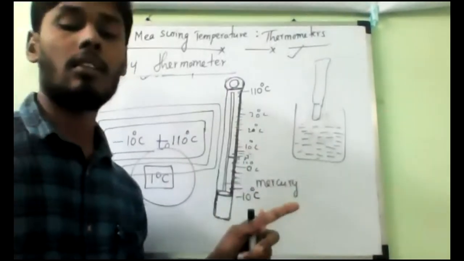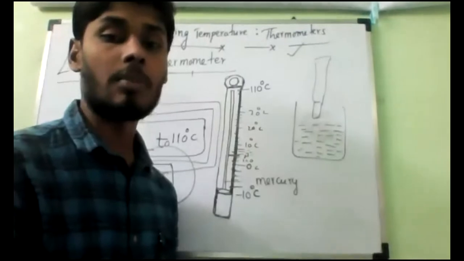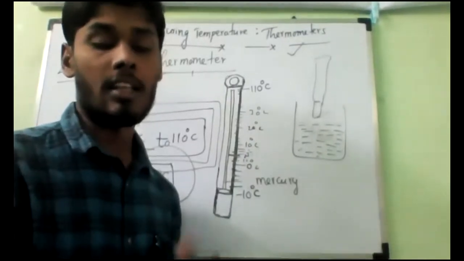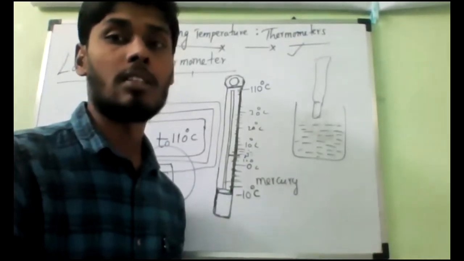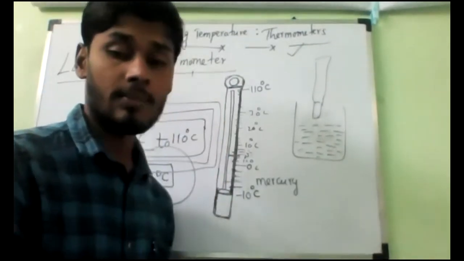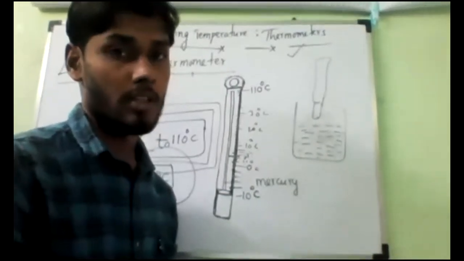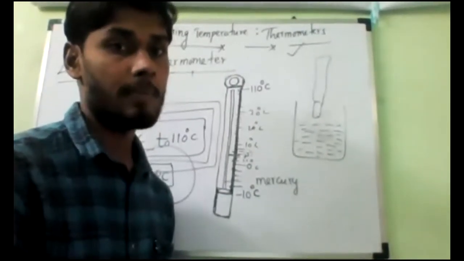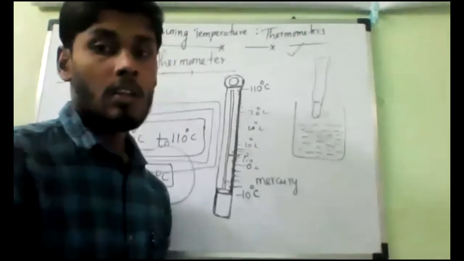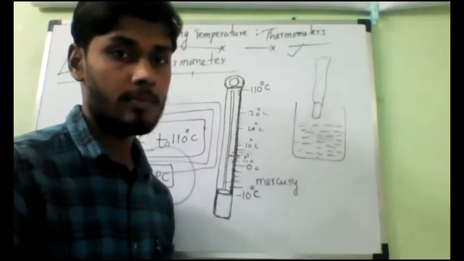If there is no contact, this bulb, which the thermometer has, must come in contact with the surface, and then only it can measure the temperature of the given surface. I hope you understand well. So that is what is called a laboratory thermometer. Do you understand, Hari and Mari? Yes, sir.